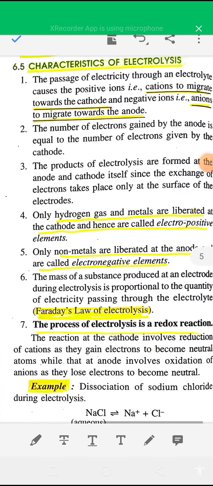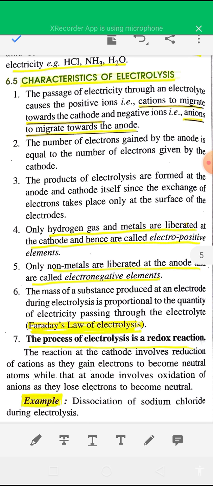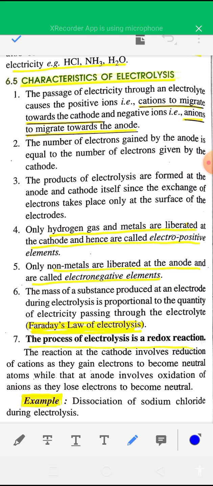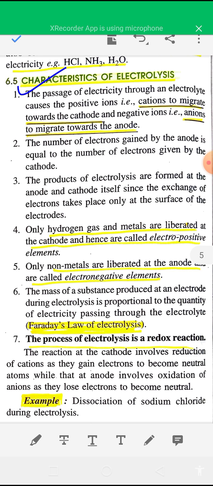Now, characteristics of electrolysis. On passing electric current through the solution, cation migrates towards cathode and anion migrates towards anode. The cation migrates towards cathode and is reduced by gaining electron from cathode, and the anion migrates towards anode and loses some electron at anode and is oxidized.